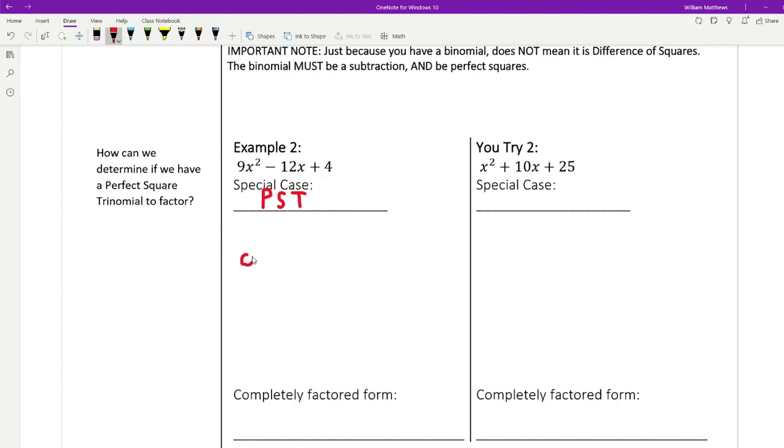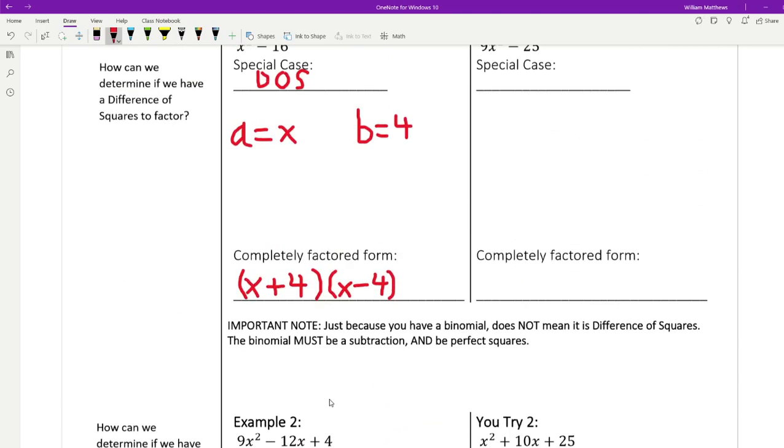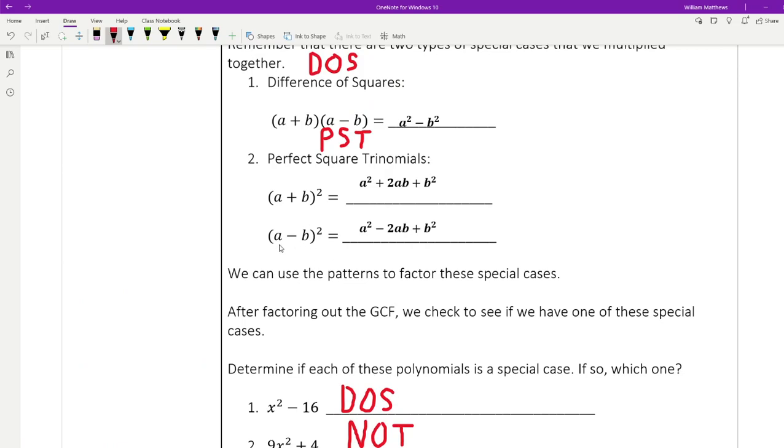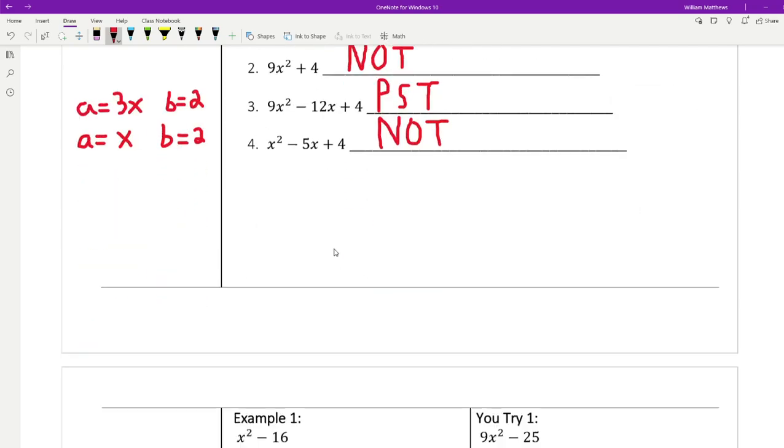I already showed that my a is 3x. And I showed that my b was 2. You would have done this originally like we did earlier, and then we would have checked if 12 works. Now the completely factored form, we check on the equation again. It shows that all we need is the difference of a and b squared.